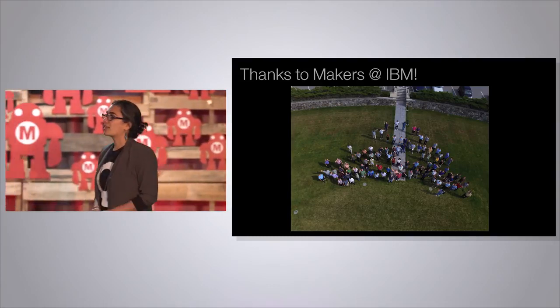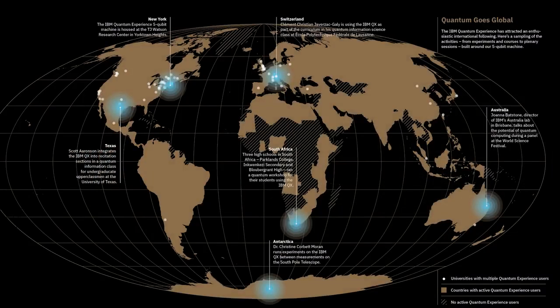We have over 45,000 users worldwide. This is a snapshot of some of them. The white dots represent some of the top universities with the most number of users of the quantum computer. A lot of universities are using it to teach. We have a teacher at EPFL who uses it as part of his quantum information curriculum. We have a teacher at UT Austin. We've got teachers all over the world using it.